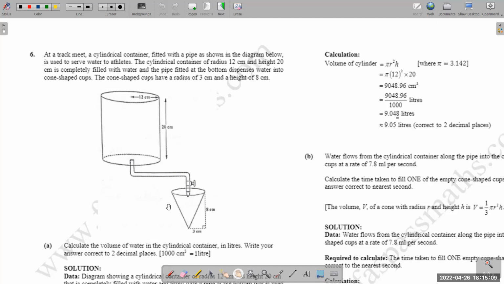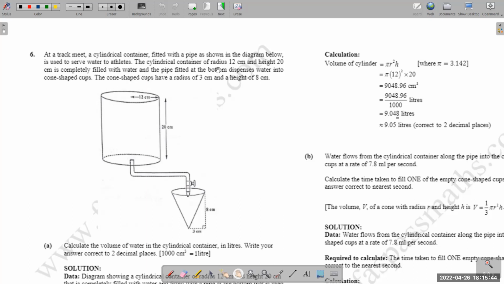At a track meet, a cylindrical container fitted with a piece of pipe, as shown in the diagram below, is used to serve water to athletes. In other words, this would be like a water cooler with a pipe. The cylindrical container has a radius of 12 centimeters, which is represented here in the diagram, and a height of 20 centimeters. And always remember, when you read this, make sure that the data is represented on the picture. If it's not, you write it in, okay?